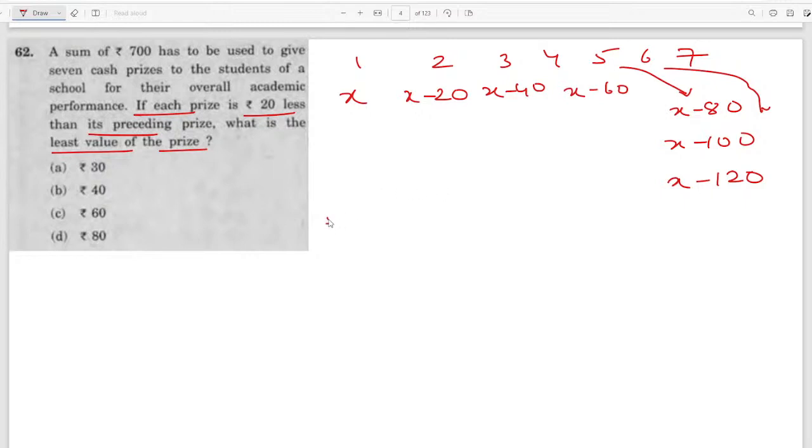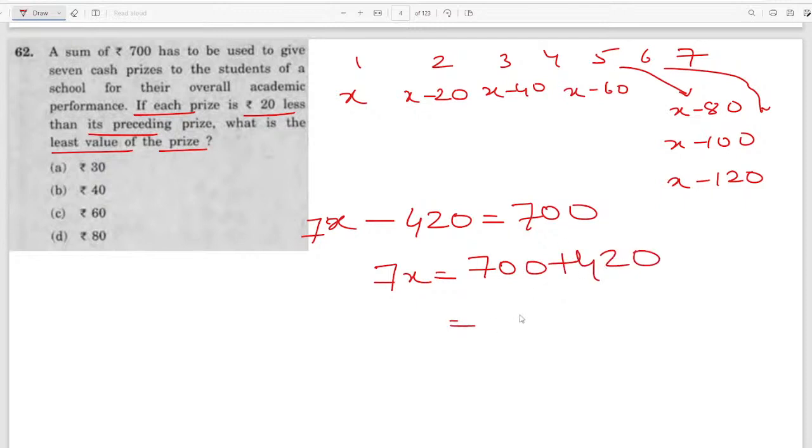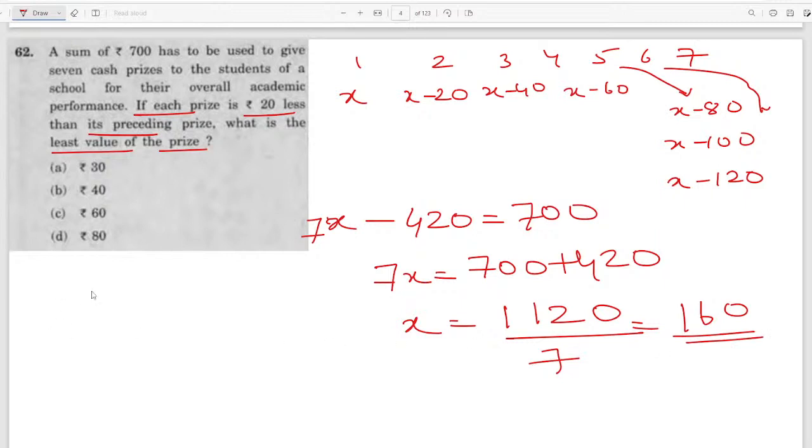There are 7 prizes, so this will be 7x minus, when you add all of this, 20, 40, 60, 80, 100, 120: 20 plus 40 plus 60 is 120, plus 80 is 200, then 300, then 420. So 7x minus 420 is equal to 700, and 7x is equal to 700 plus 420, which is 1120. x is equal to 1120 by 7, which is 160. So x is 160.